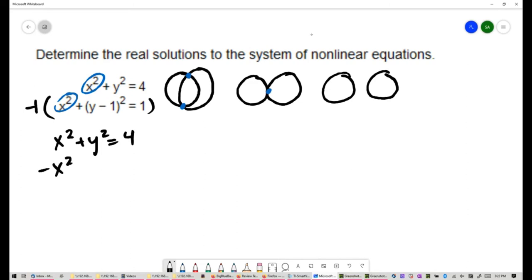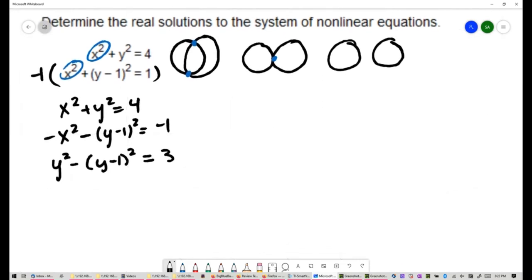Negative x squared minus y minus 1 squared equals negative 1. I can add these equations together. The x squareds will eliminate, and I'll have y squared minus y minus 1 squared equals 3. In order to solve what I have left, I need to clean up the parentheses and combine like terms. So y minus 1 squared, that's y minus 1 times y minus 1. And y minus 1 times y minus 1 will simplify.